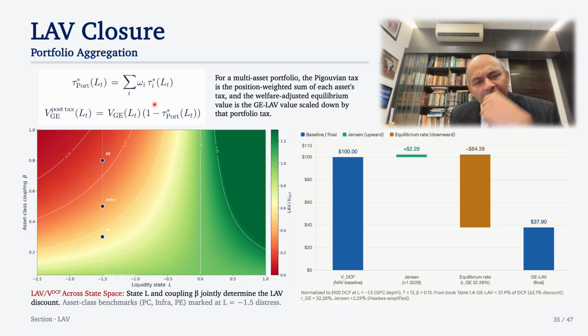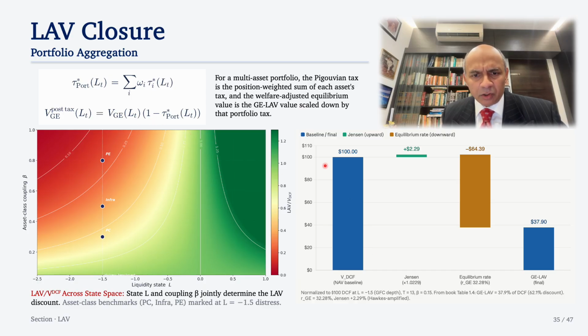Now, if you have a portfolio, in a multi-asset portfolio, you do a weighted average of the value of your portfolio times the asset-specific Pigouvian tax to derive the portfolio tax rate. And the valuation of your portfolio will be adjusted accordingly.